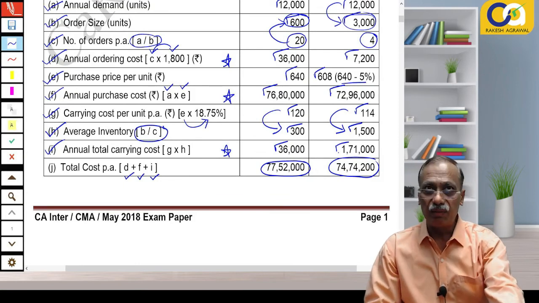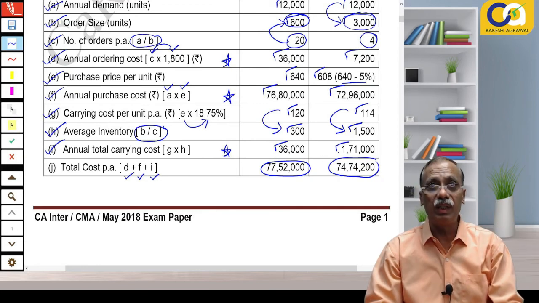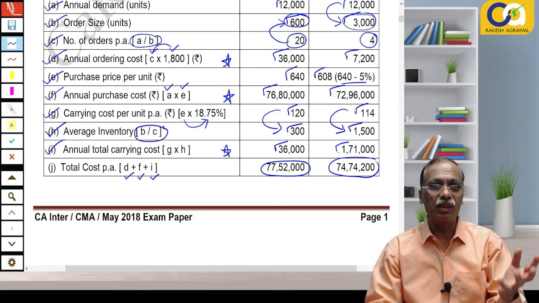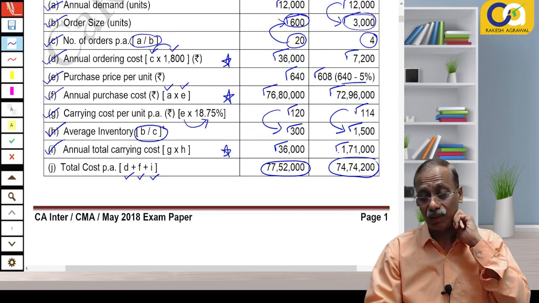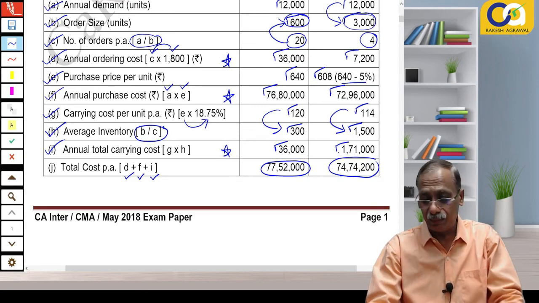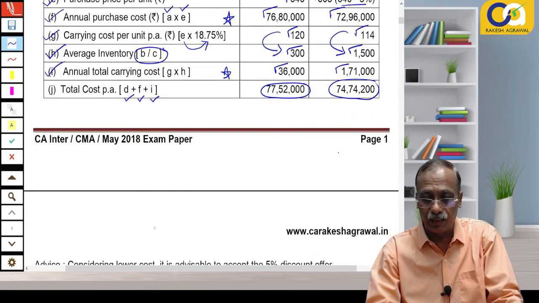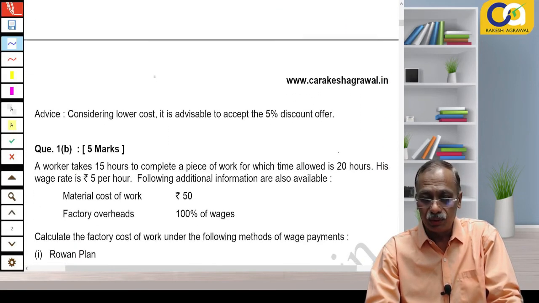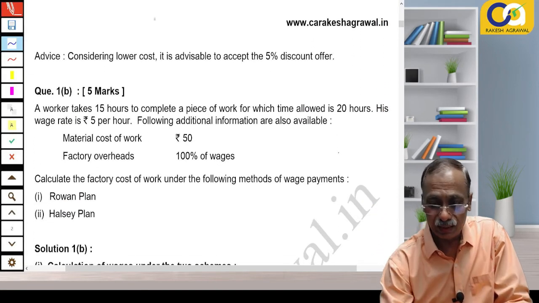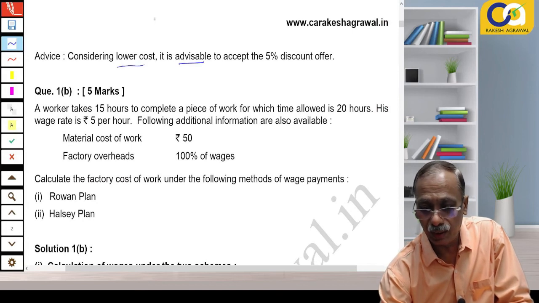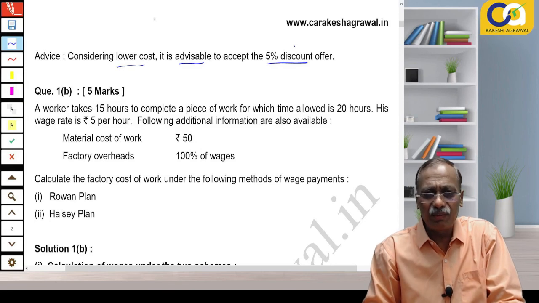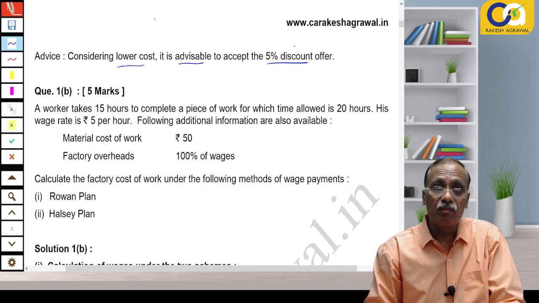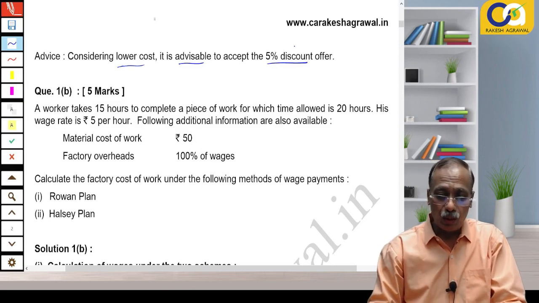So your recommendation will be that yes, we should accept the quantity discount offer. Quantity discount offer means if you place the order for a higher quantity, you will get some discount in the price. So that discount is acceptable. That answer you have to write in the exam. That is your conclusion. So your advice is that considering the lower cost, it is advisable to accept the 5% discount offer. I think friends, it's a very simple question for 5 marks, right? Let's move to question 1B.